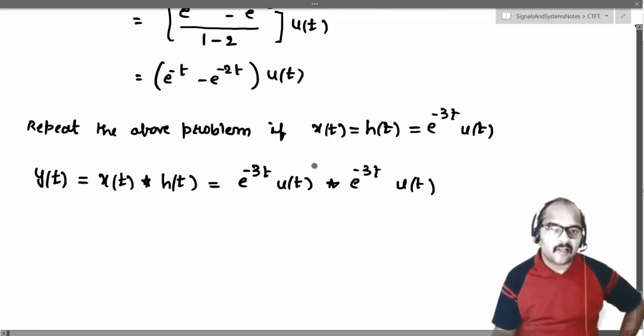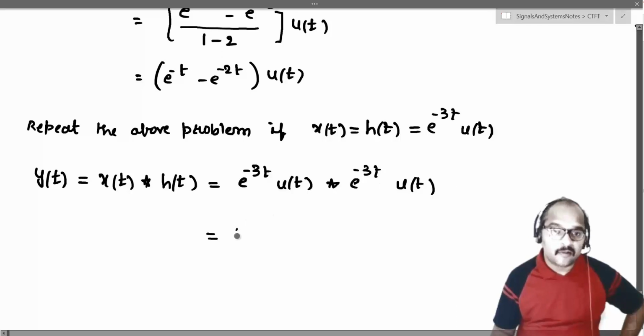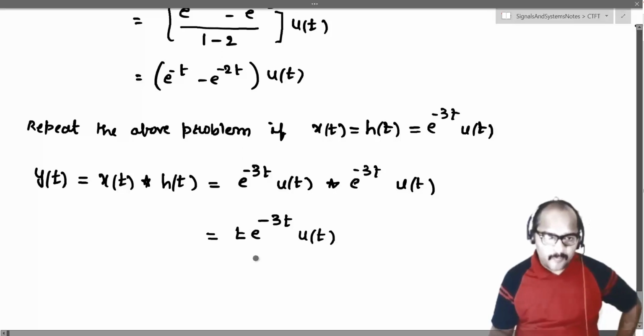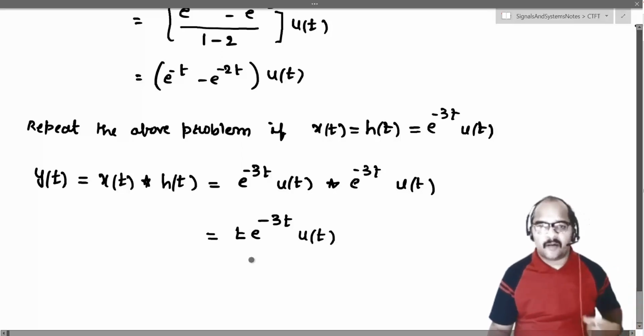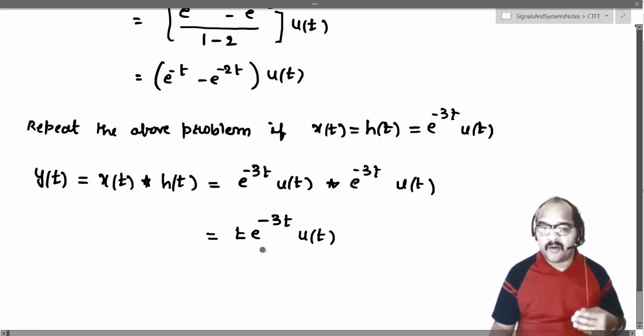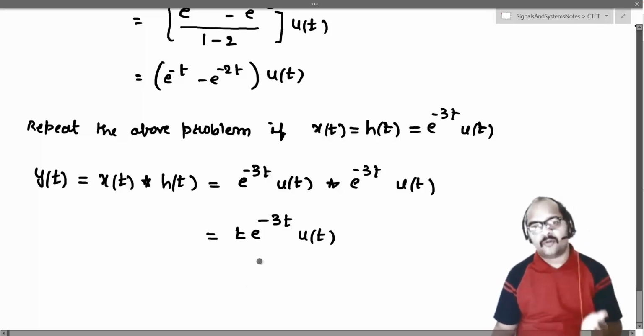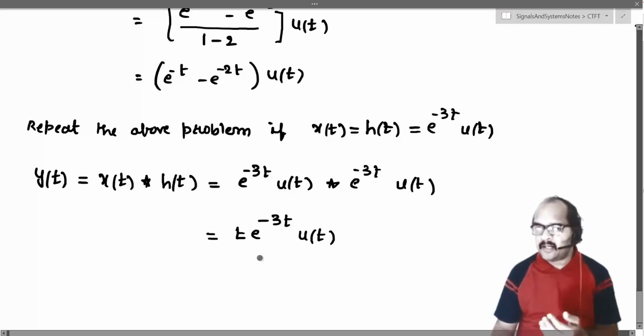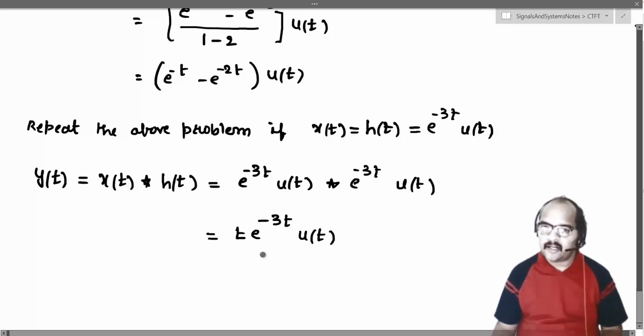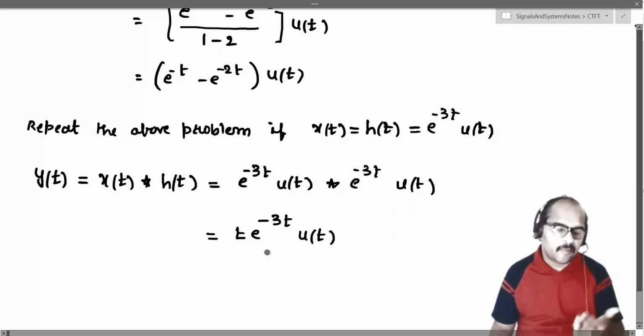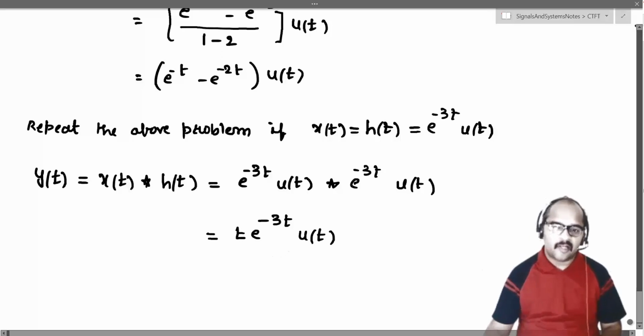Here a is equal to b. When a equal to b, we got the answer to be t times e power minus at u of t. In that way we can use the above result in a nice way. If you remember that result, we can directly get the answer. If you don't remember the result, you have to go to the Fourier domain, multiply them and then take the inverse Fourier transform. It's up to you. I prefer remembering the result. If not, using the Fourier transform is not that tough.